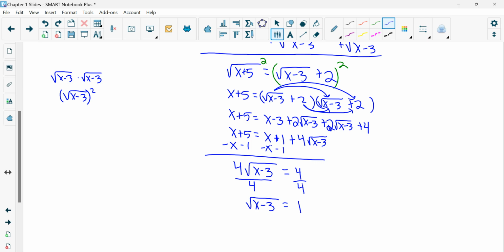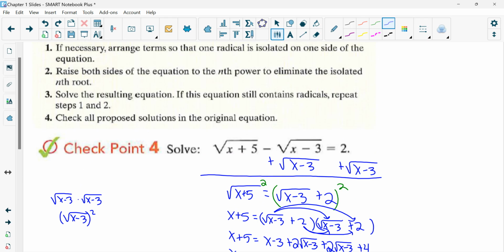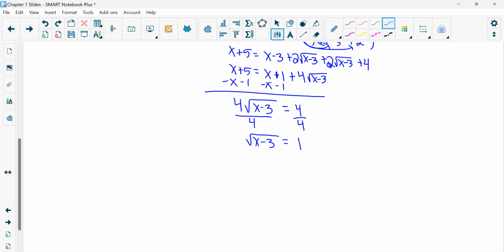And so now again, that was like step 1. Now step 2 is we're raising both sides to the second power. So the square and the square root cancel. And we would get 1 squared. Remember, squaring a number just means 1 times 1. So we get 1 here. And then all we have to do is add 3. And our x would be by itself. So we're getting one answer here, which would be x equals 4.